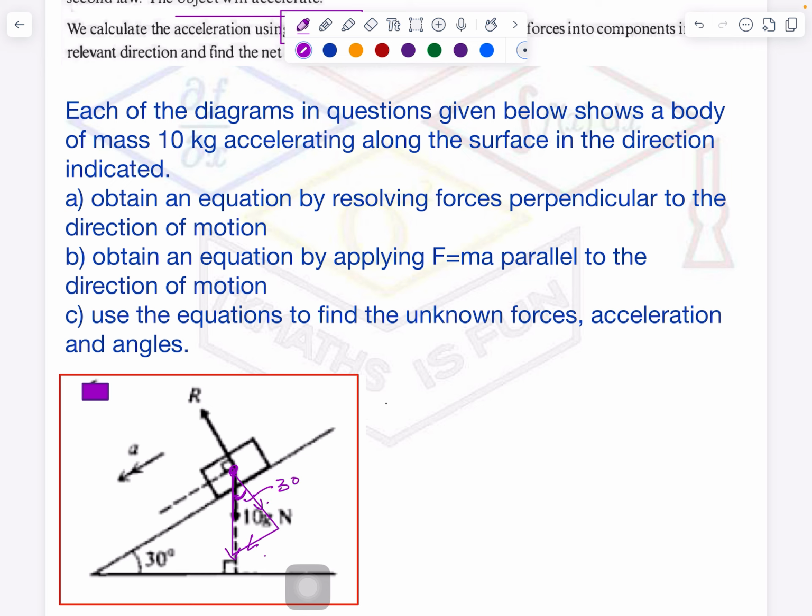This is acting downward force. It will be resolving perpendicular to the plane. It will be 100 because 10 kg means 100 Newton, right? So it could be 10g cos 30 and this one will be 10g sin 30.